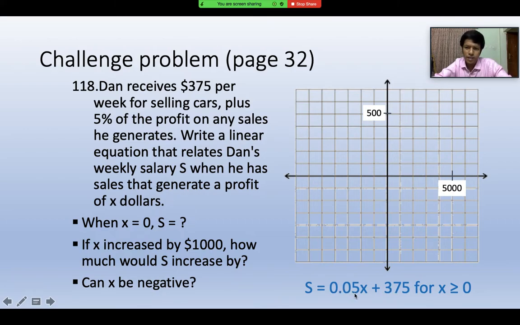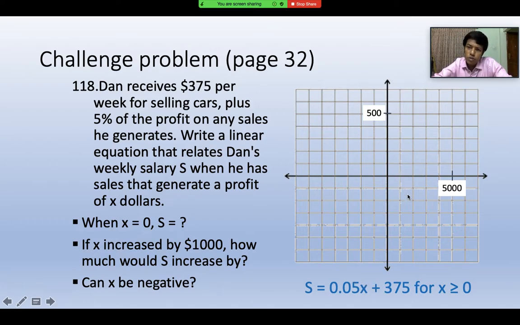And suppose x is the value. Here you see, if x increases by $1,000, how much will it increase by? That means we will put 1,000 here and then do the calculation. But we have to be careful, because this is 375 and we need to find out the increase. So how much more he is getting, we have to find that out.